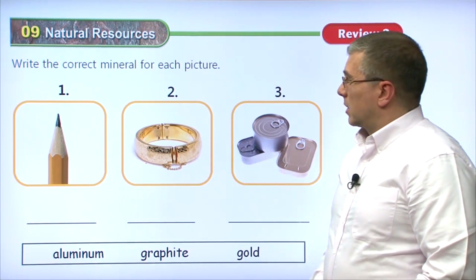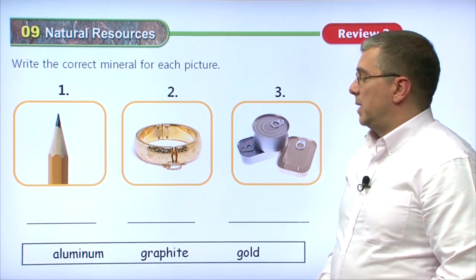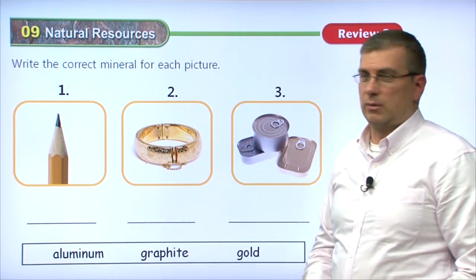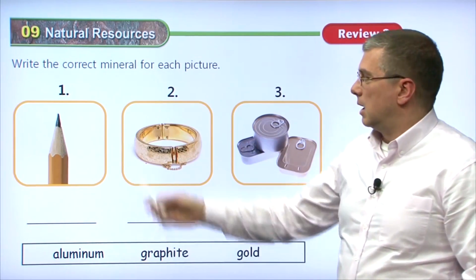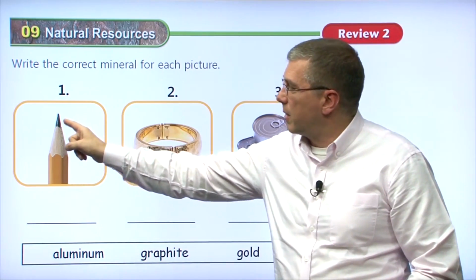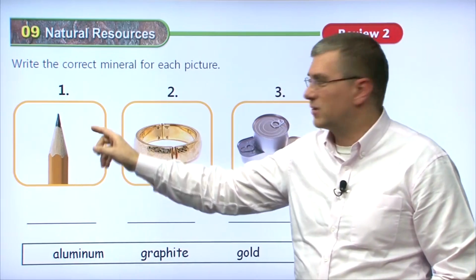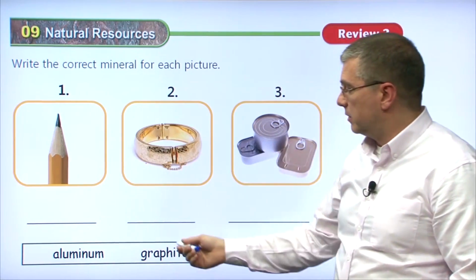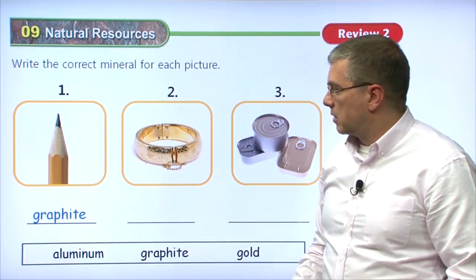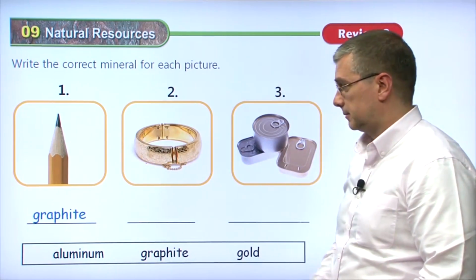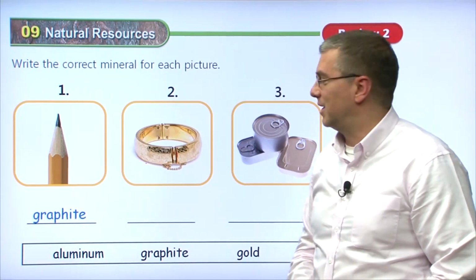Let's take a look. Write the correct mineral for each picture. Here we have aluminum, graphite, and gold. We've just talked about these different materials, so let's take a look. I will describe the picture to you. The first picture, of course, is of a pencil. And remember, we talked about that inner core of the pencil. The wood surrounds this mineral. What do we use it for? What is it called? It's called graphite, and we use it to write our notes at school or to write a note to your friend.